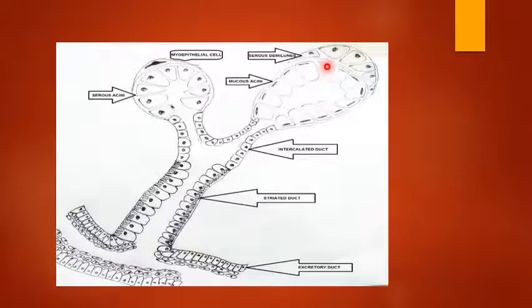Then the intercellular canaliculi can be present, and these are the intercalated ducts which are present between these secretory units, and they have cuboidal epithelial cells lining the basement membrane, right? These are the striated ducts. You can see the striations over here, right? These striations are present for the secretion and reabsorption of ions, which takes place in this striated duct.